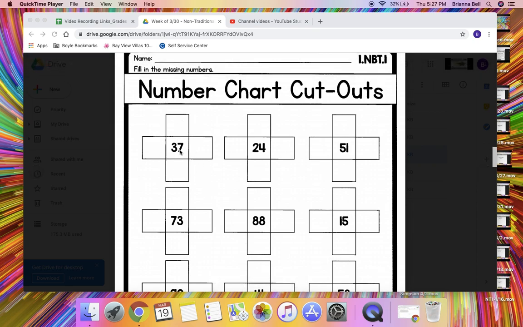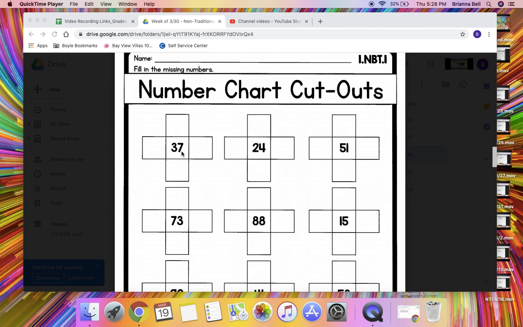In each one of these, you're going to look at your number. The box above the number should be 10 less than that number. The box below your number should be 10 more than that number. The box to the left of each number should be the number 1 less than that number. And the box to the right should be the number that is 1 more than your number.